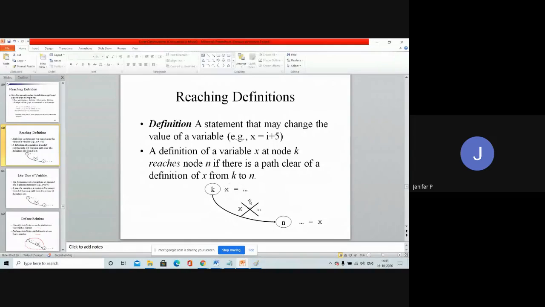This definition of x is reachable at a particular location if and only if there is no other definition of x in between. Here they have made a definition, x is equal to something, and here they are using the value of x. If there is no other definition of x between the two, this definition will reach this particular instance. That is said to be a reaching definition.